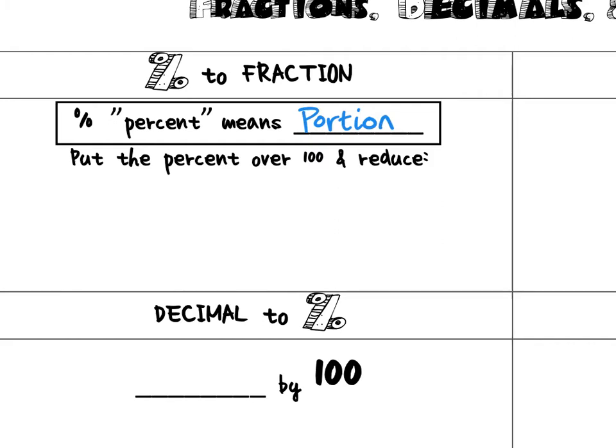If I gave you 50%, I'd give you half. So you're giving a portion. Percents are just portions. Okay? All right, now, when you have a percent to a fraction, you put the percent over 100 and reduce.